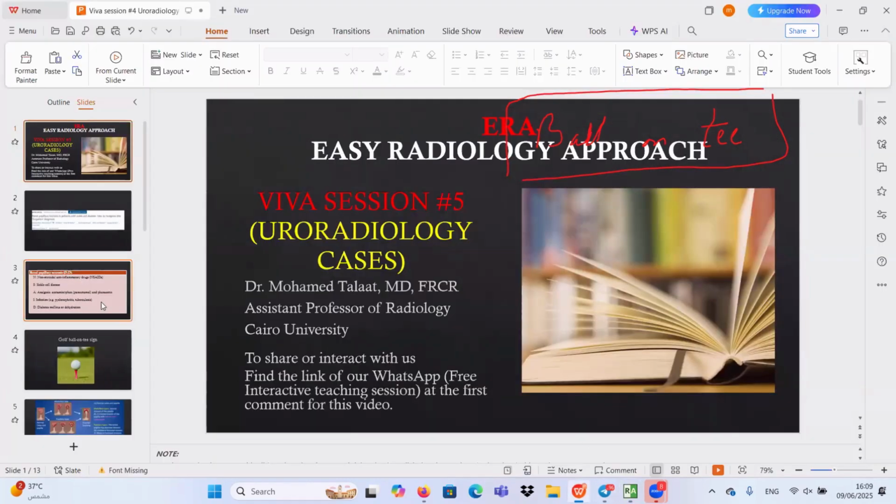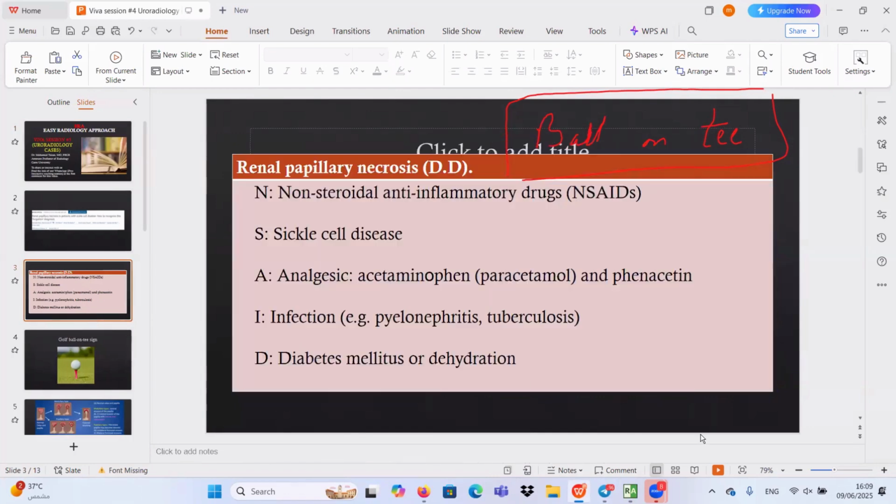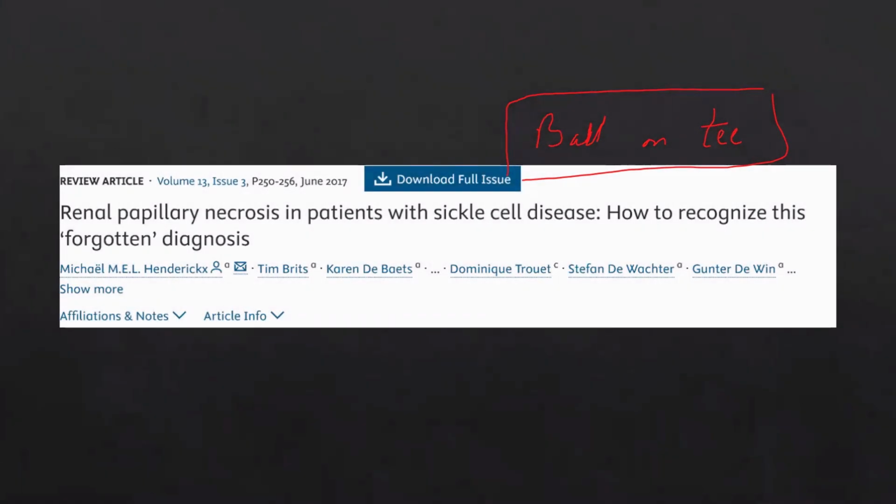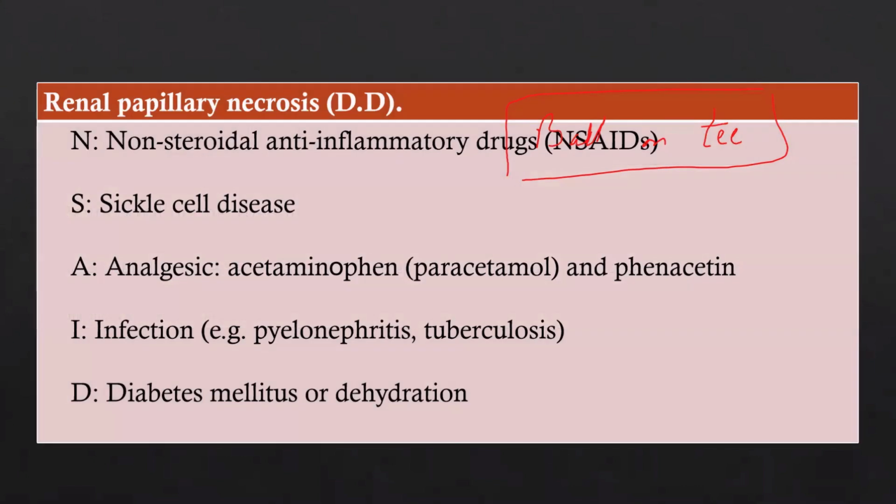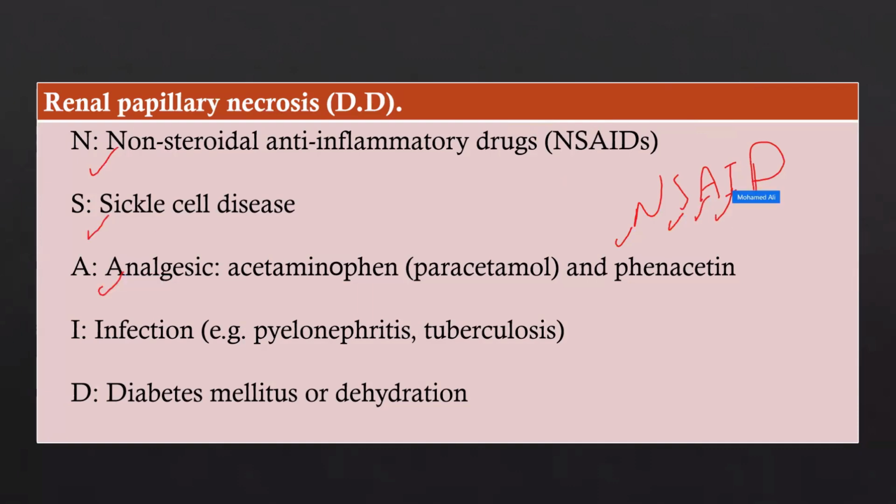Let's go to my presentation. Really, renal papillary necrosis in patients with sickle cell anemia is easily missed, and we have multiple causes of papillary necrosis. We have a mnemonic, NSAID: N for non-steroidal anti-inflammatory drugs, S for sickle cell anemia, A for analgesics, I for infection, D for diabetes and dehydration. So we have here sickle cell anemia, so we should think of renal papillary necrosis.